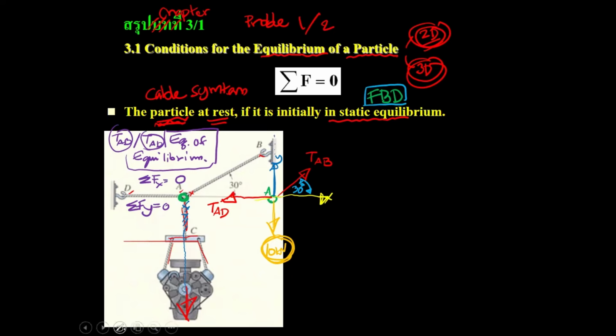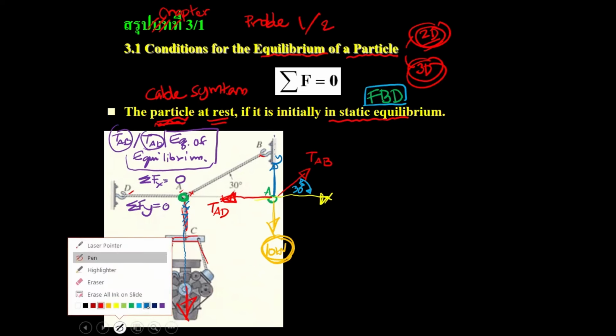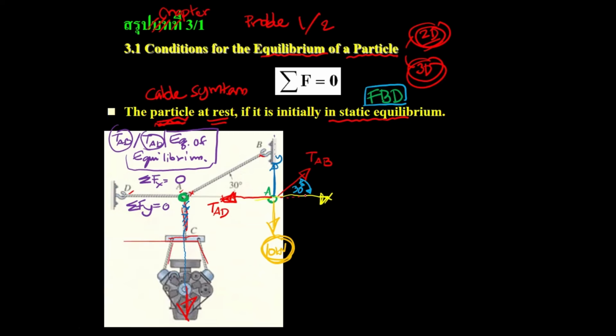If we consider the force here, this one is already in the x-axis, so we don't need to do anything. But for the force over here, this is the force at 30 degrees with the x. So the component of this force is going to be T sub AB times what? Close to the angle there are sine and cosine. Since this one is close to the angle, it's going to be cosine, right? So you may put this to be cos 30 degrees.